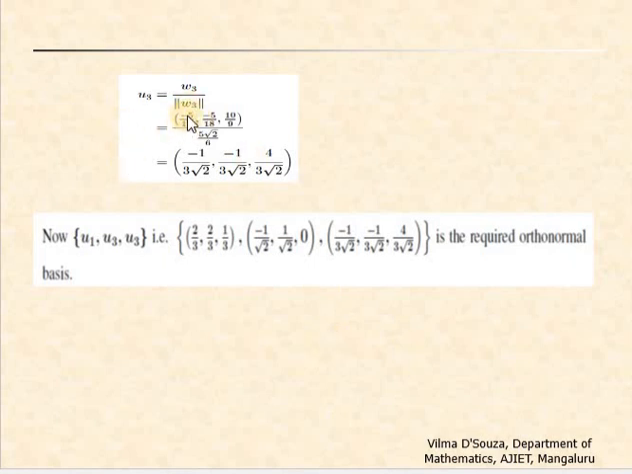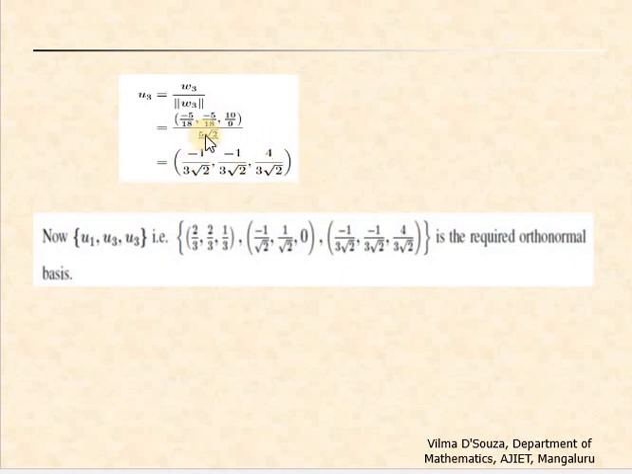So minus 5 by 18 into 6 by 5 root 2. So 5 gets cancelled. 6 by 18 is 1 by 3. So minus 1 by 3 root 2. This term also the same, minus 1 by 3 root 2. Here 10 by 9 into 6 by 5 root 2. So that is 4 by 3 root 2. Verify. 4 by 3 root 2.